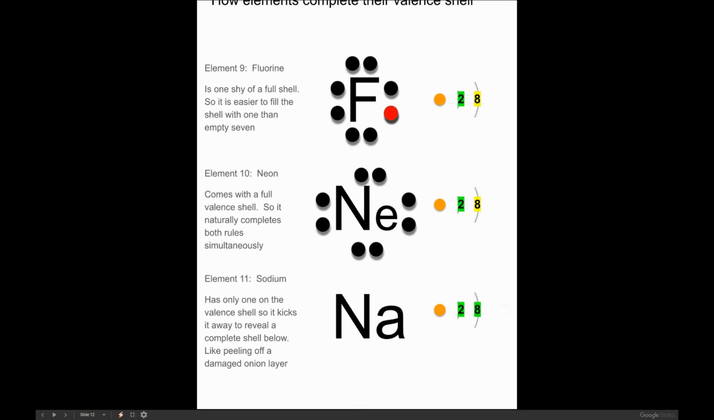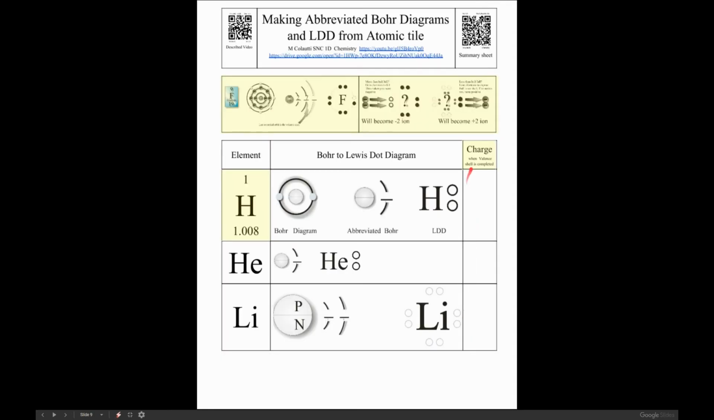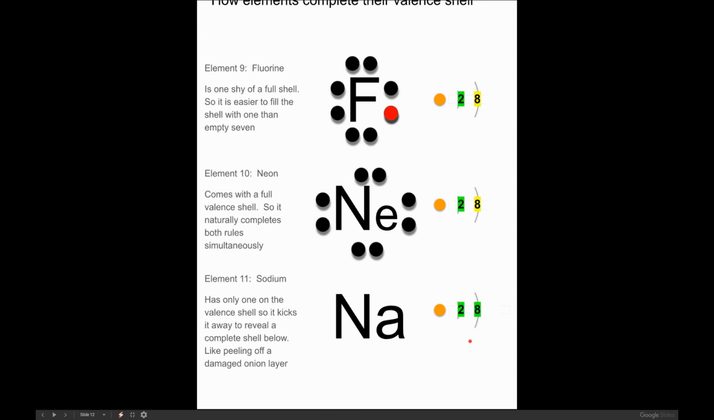Sodium kicks away that one electron and goes, nah, nah, nah. Now I have a complete outer shell. And you might go, but it's not there. Yeah, it exposed the shell just inside to be complete. It's like peeling off a damaged onion layer and showing a complete onion underneath. But this has led them to screw up rule 1. Fluorine picked up an electron, so it now definitely has a charge of -1. It's unbalanced. And sodium threw away an electron to become +1.